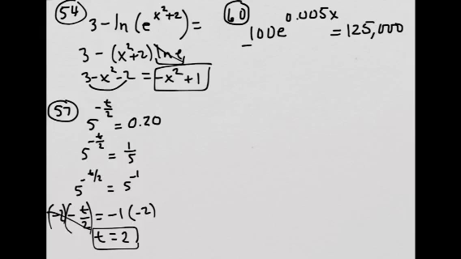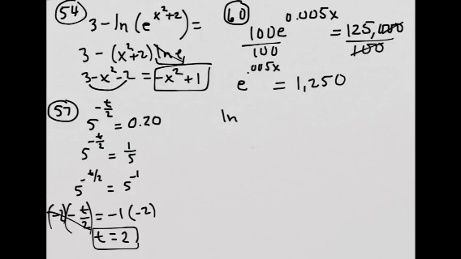So on 60, the first thing I'm going to do is divide by 100. And so you get e to the 0.005x equals 1,250. And that's as far as I can go by hand. I've got to either take the log of both sides, method 1, or change the exponential to a log, which is what I'm going to do. I'm going to change this exponential to a log. So base is e, so natural log of 1,250 equals the exponent.